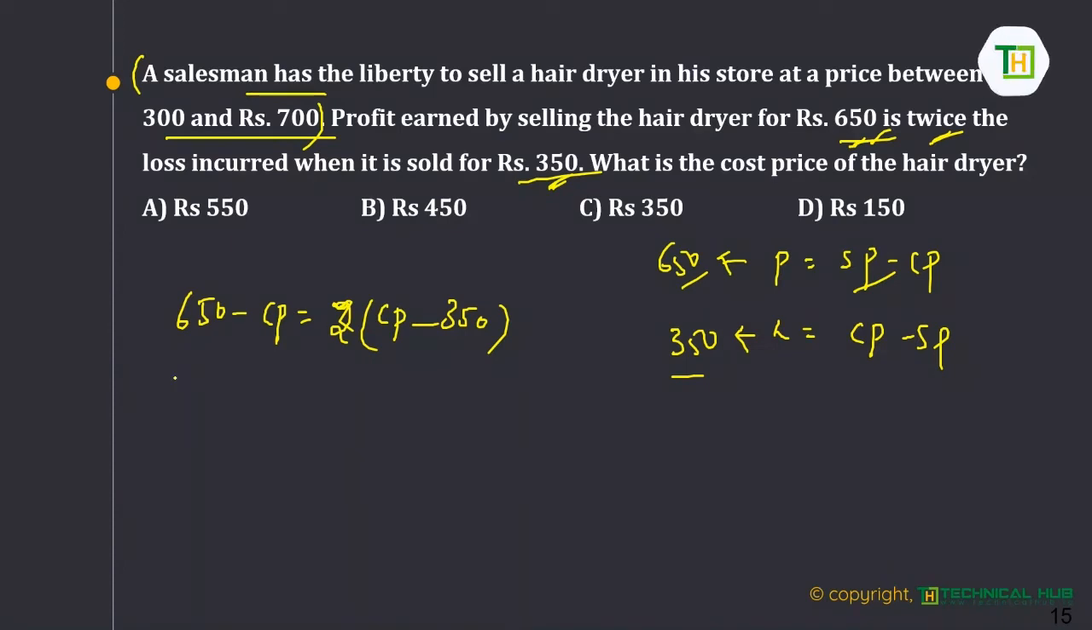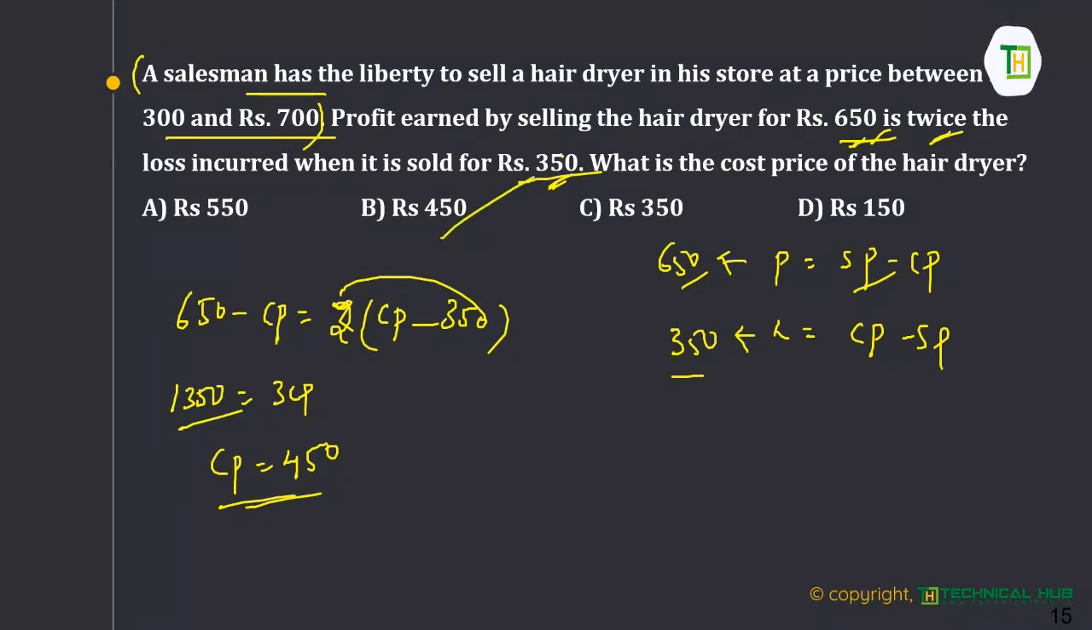So solve that one. 2 into 350 is equal to 700, so minus 700 comes to this side. So we get 1350, and 2 CP minus CP, 3 CP. So CP is equal to 1350 by 3, that is equal to 450. So the cost price of the hair dryer is 450 rupees. So this question is also related to profit and loss only.